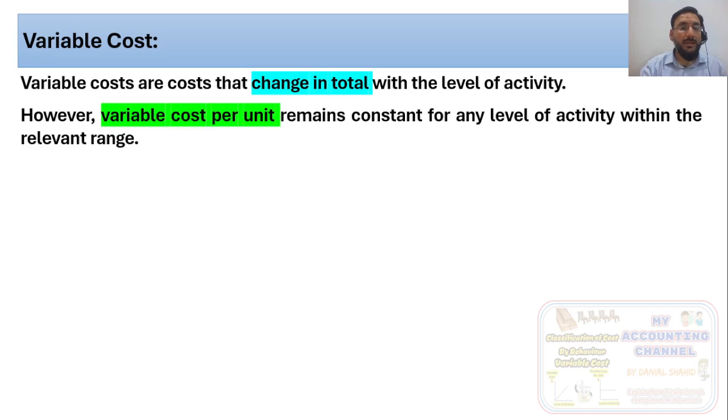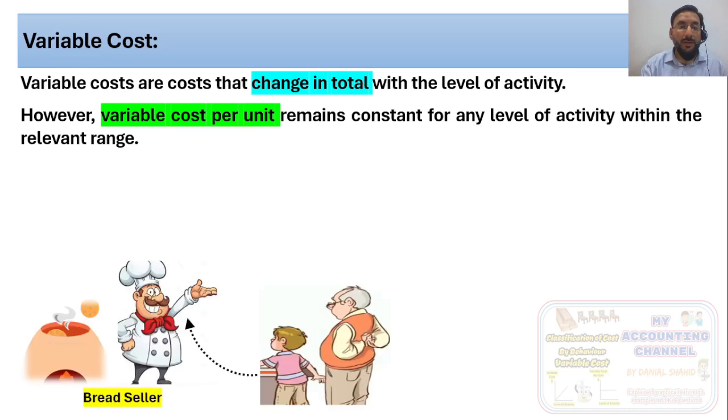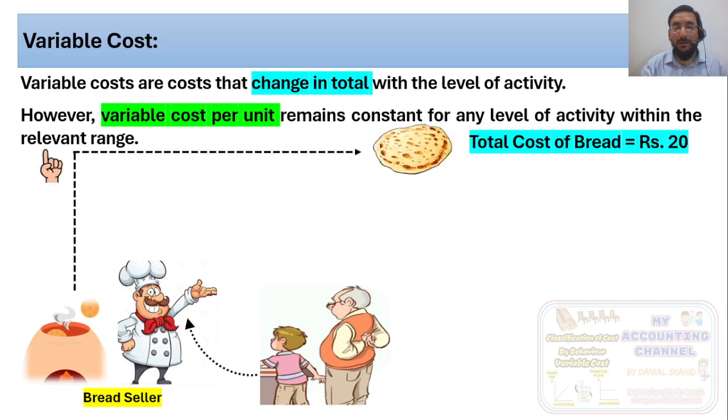The second attribute of the variable cost is that the variable cost per unit remains constant for any level of activity within the relevant range. Have a look at the example of the bread seller. Let's assume that a bread seller is selling his bread for 20 rupees. So if you are going to purchase one bread, it will cost you 20. The total cost will be 20, and cost per bread will be 20 rupees.